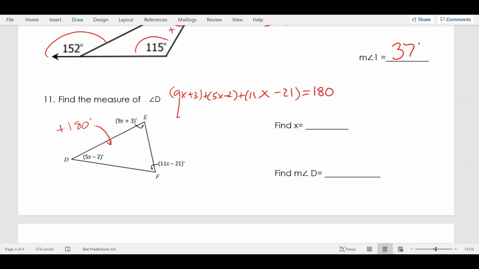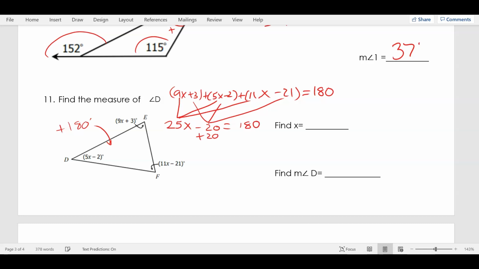Now, let's combine like terms. All these x's: 9 plus 5 is 14, plus 11, 25x. Add all these constants together. 3 minus 2 is 1. 1 minus 21 is negative 20, or minus 20. Equals 180. Bring that down. Get rid of the loner.